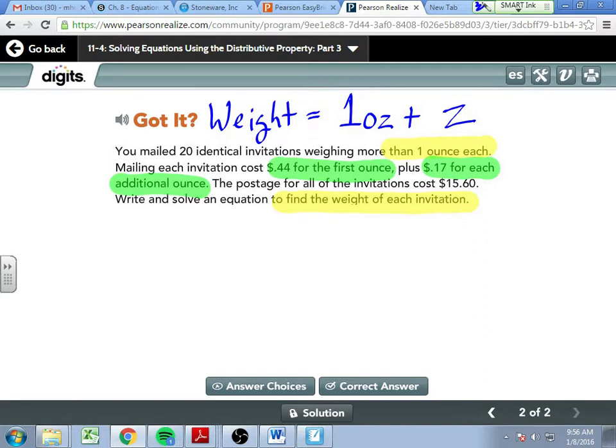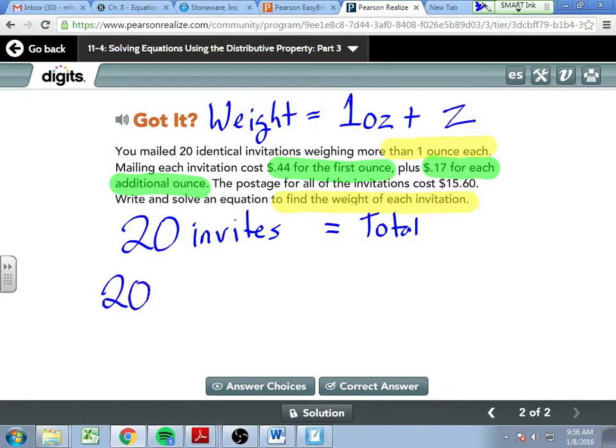So we know we have 20 identical invites, right? So we know 20 invites, and you guys wrote some of this down yesterday. And the total. We wrote the expression down that was needed. So we now have to say, well, the invites, what do I know about the cost of the invites? Because my total that I know is the total cost. If we knew the total weight, we could solve this a different way, but we don't. So alas, we have to solve with the cost.